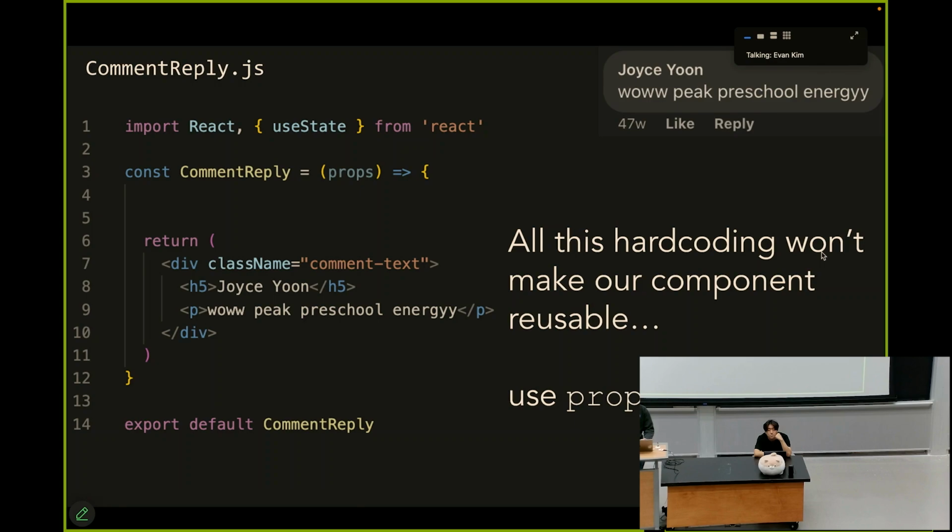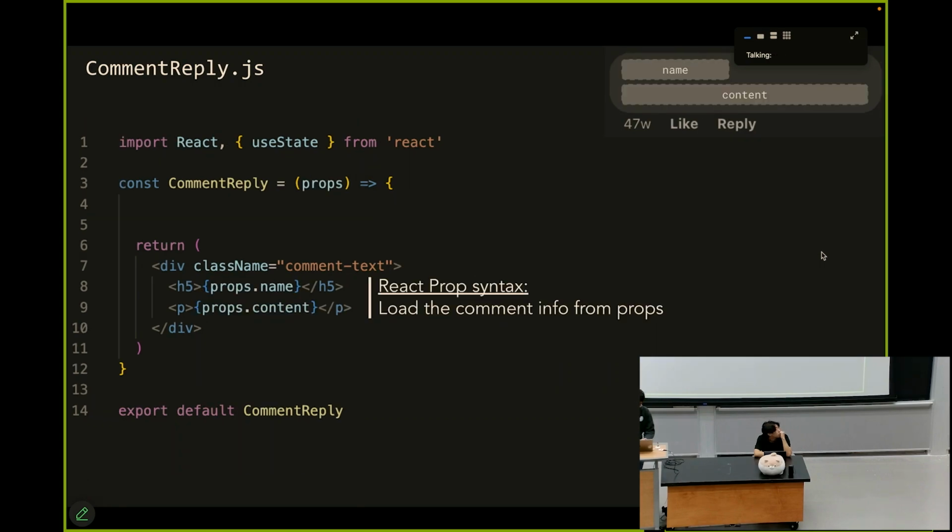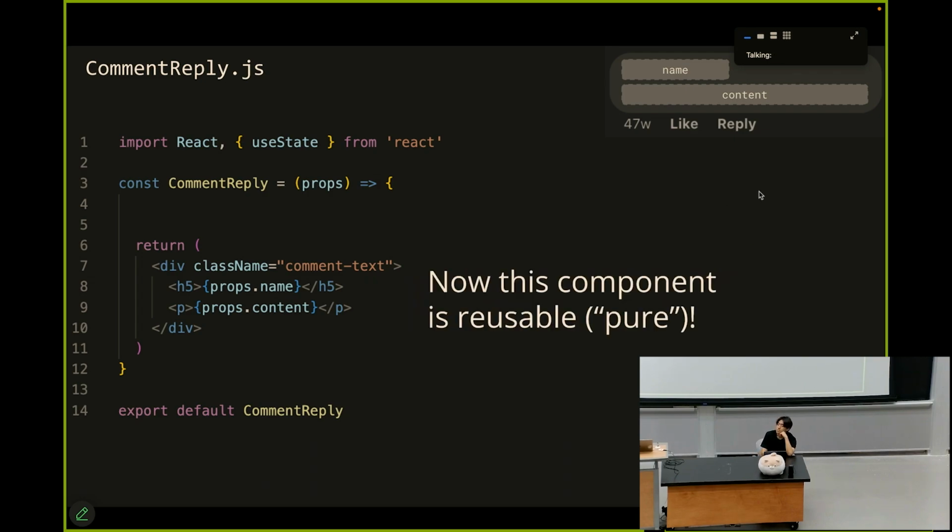And this is where we use props. OK, if you'll recall, props are just like an object that's passed down into your function. And the way that we extract information from objects in JavaScript is by using this dot thing. So we'll just do props.name, props.content. And now that we've done that, we've removed all the hard code away. We can easily reuse this component to render at least the name and the content.